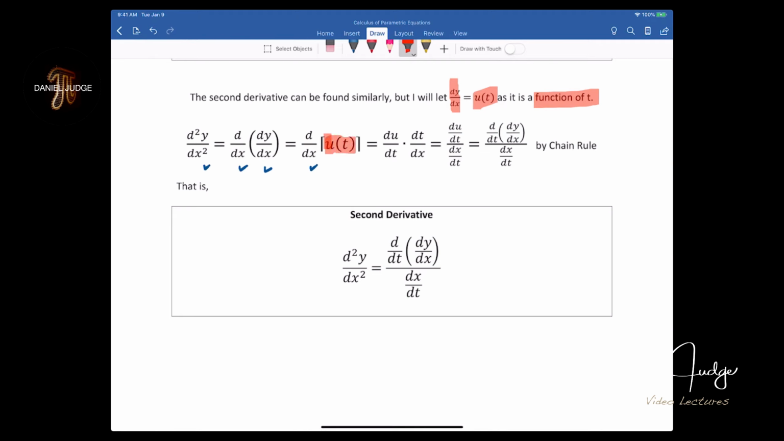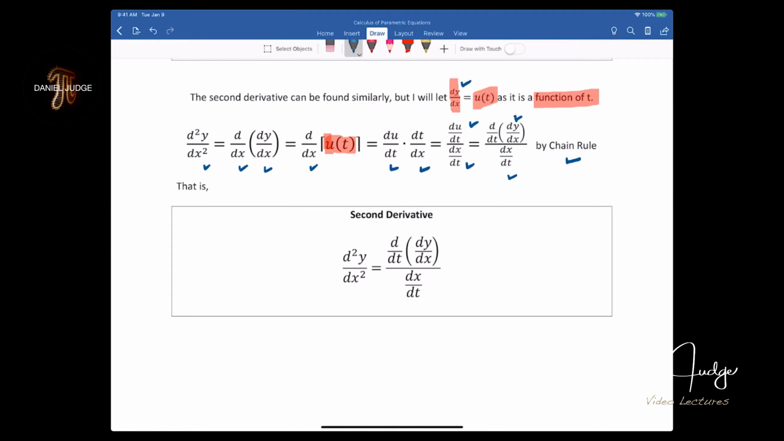u of t. And again, you say, oh, by what? Chain rule. By chain rule, you have du dt times dt dx. That's chain rule. And then I wrote the product as a quotient, so I have du dt in the numerator and then dx dt in the denominator. I just wrote a product as a quotient. And then I put back in what u really is. What was u to begin with? u is actually dy dx. This is u, and this down here is still dx dt.